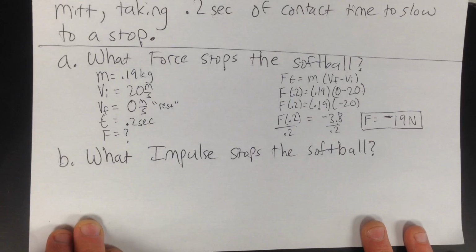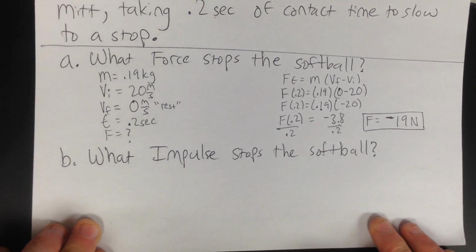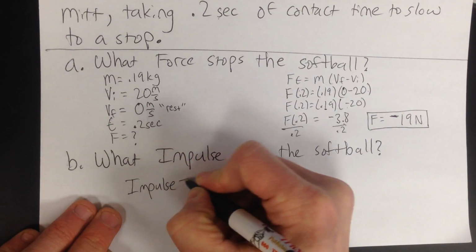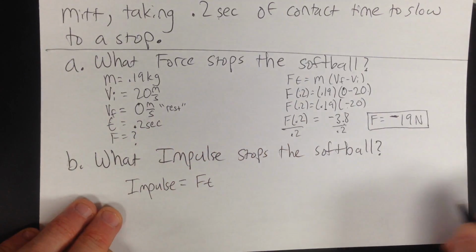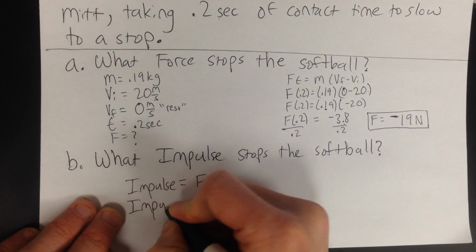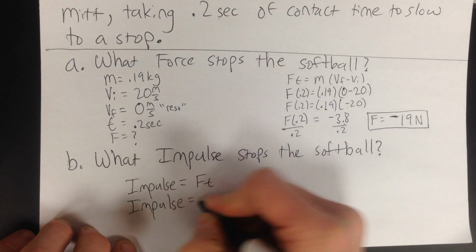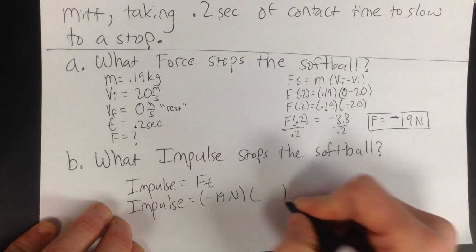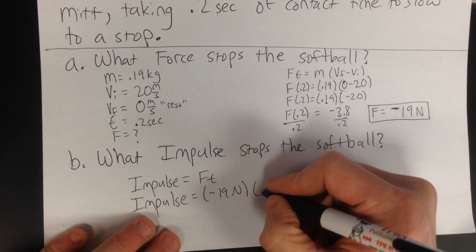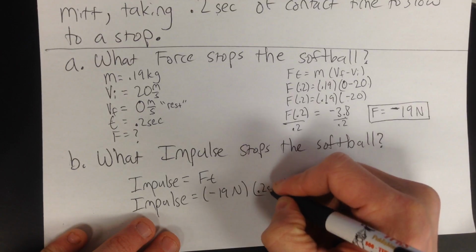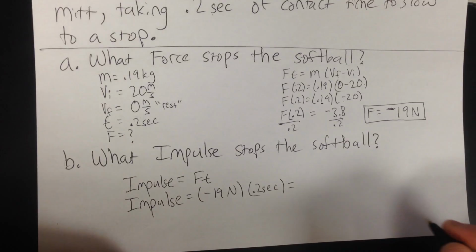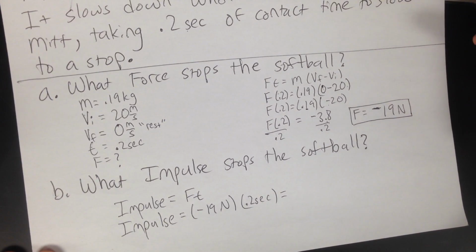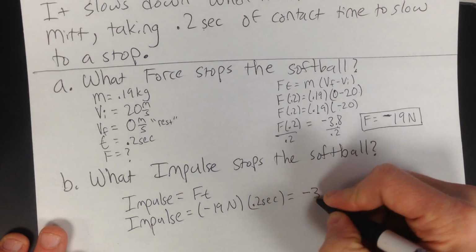Alright, so next, what impulse stops the softball is the second question they ask you. As you know, impulse is equal to force times time, right? You have two. So to calculate impulse, do negative 19, which you just solved for, negative 19 newtons times 0.2 seconds, which is the contact time. And you get negative 3.8.